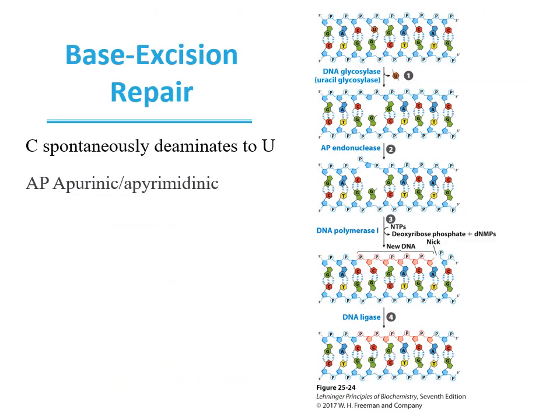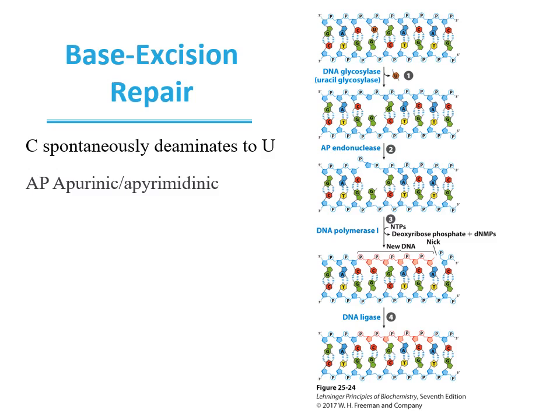Repair by base excision repair pathway. Here we're looking at what happens when cytosine spontaneously deaminates to uracil. The deamination of C to U occurs at a frequency where its correction is necessary to inhibit the accumulation of mutations. Moreover, uracil does not belong in DNA.